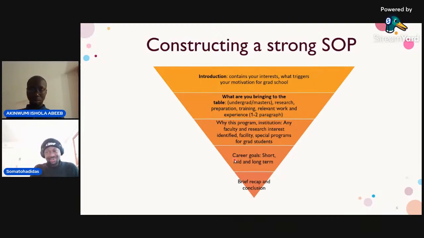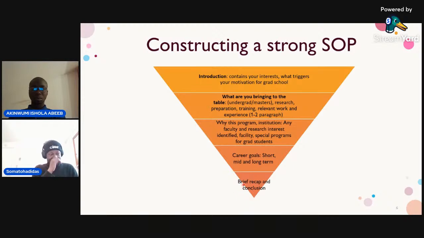I've seen many people who wrote that they want to become a professor, and at the end of their PhD they go to industry. And some people who told me they want to go to industry later stayed in academia. So it depends, but you have to have preliminary goals that you want to achieve. And you have to state them in this order: your short-term goals, then your mid-term and long-term goals.